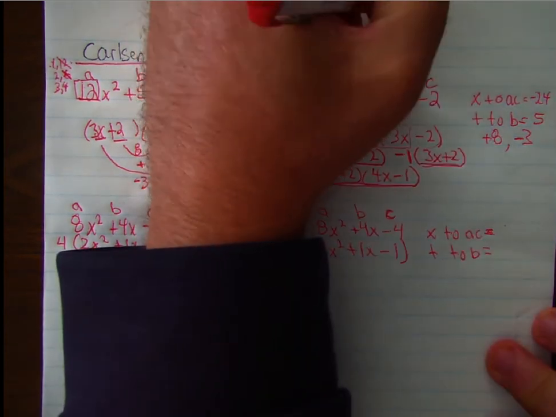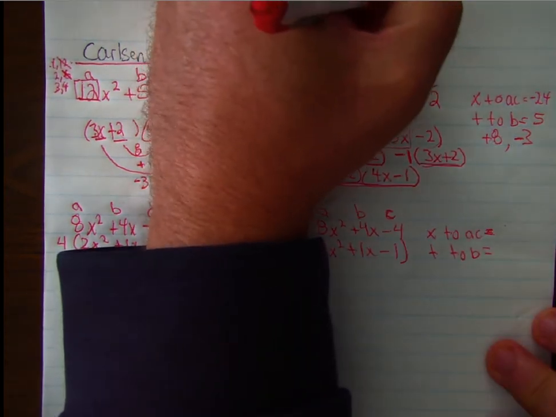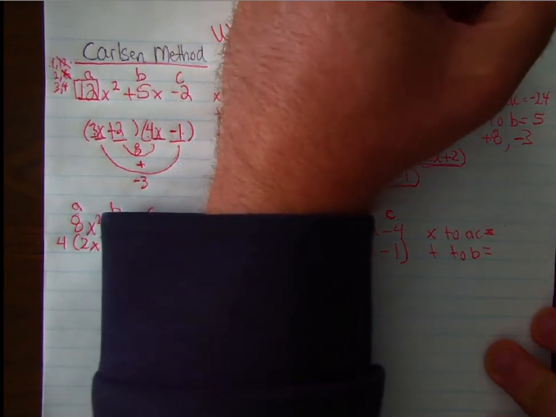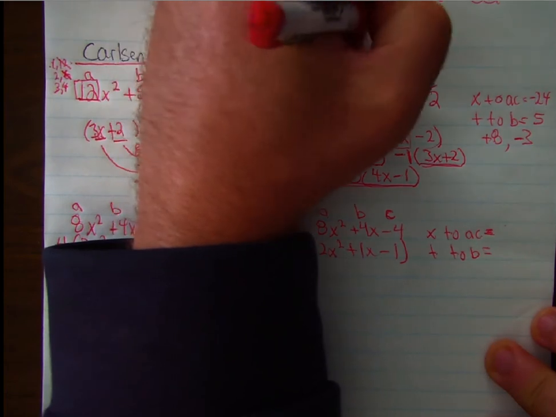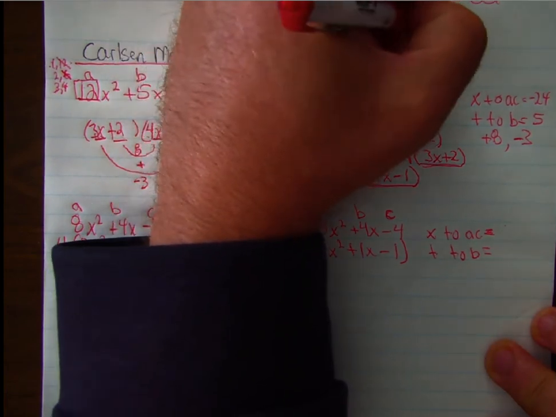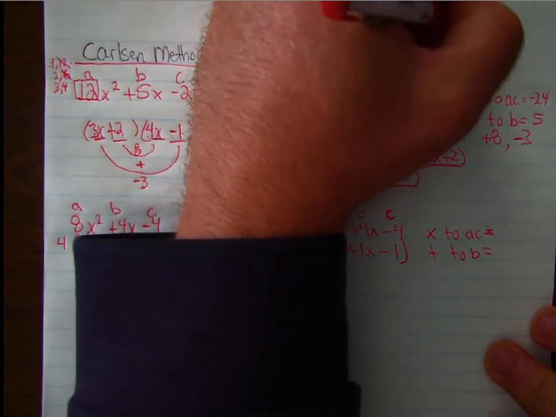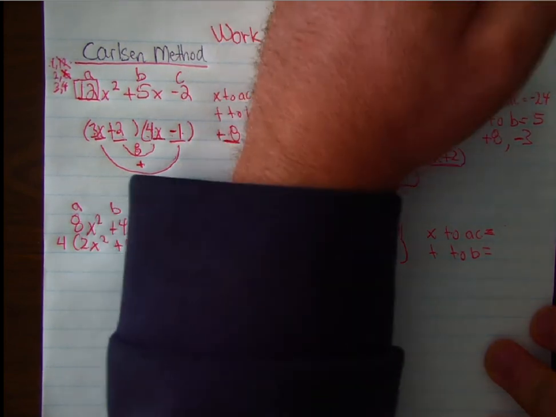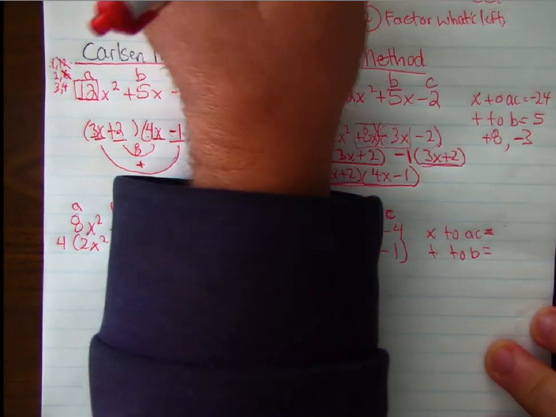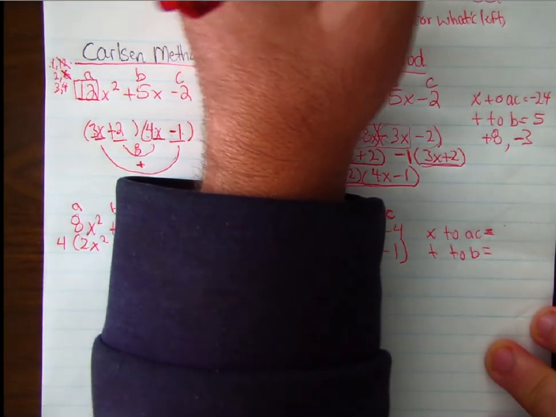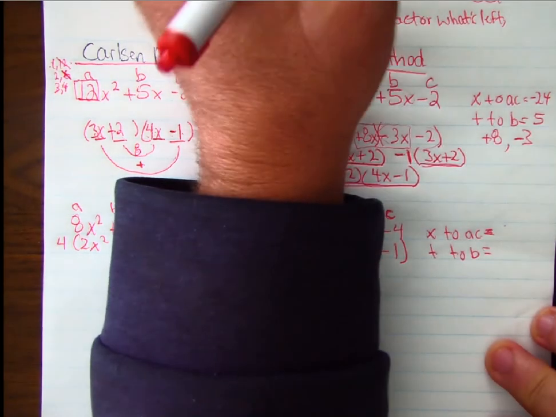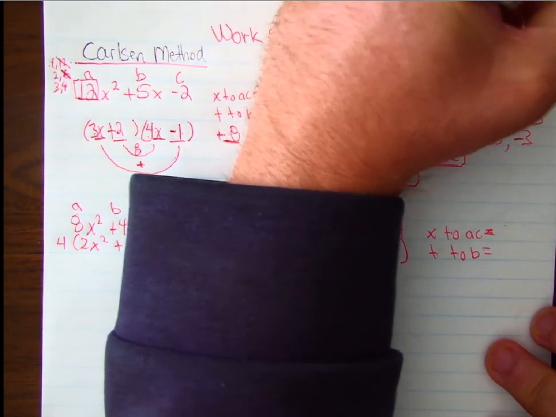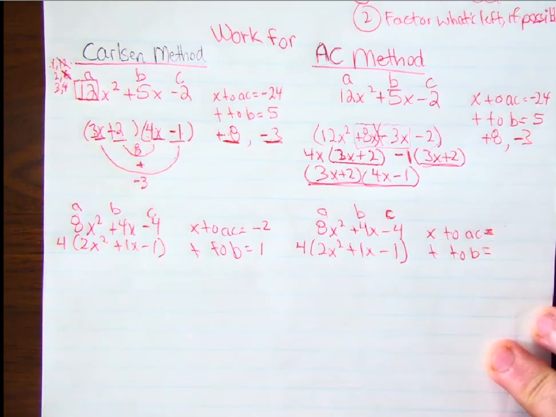1, factor out the GCF. 2, factor what's left if possible. Which will be possible on your test, because I'm giving it based off the worksheets that I've created, so they all factor. There are no primes. So everyone will factor in your test.